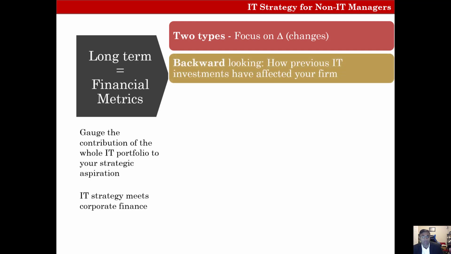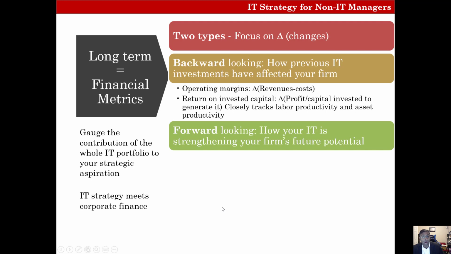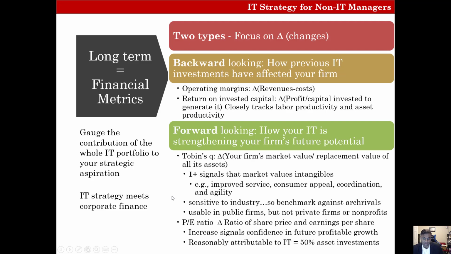You can be backward looking, at how previous IT investments affected your firm. And these are operating margins, which is essentially the difference between revenue minus cost, and return on invested capital, which is the ratio of change in profit to capital invested to generate it, and it closely tracks labor productivity and asset productivity. Or you can be forward looking, at how your IT investments strengthen your firm's future potential.